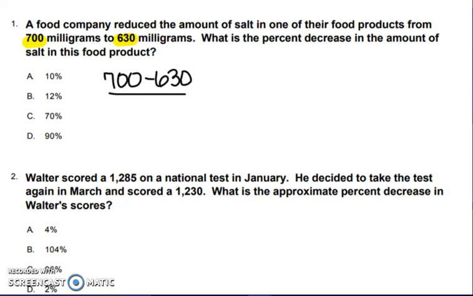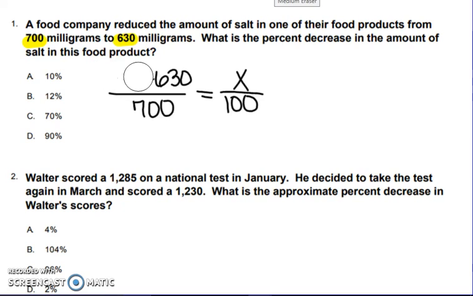Well, it looks like we went from 700 to 630. So my original number here would be 700. And it's asking us to find the percent decrease, so we're going to put x in the percent over 100. Now, before I multiply and divide, I have to take 700 minus 630. And when I do that, I get 70.